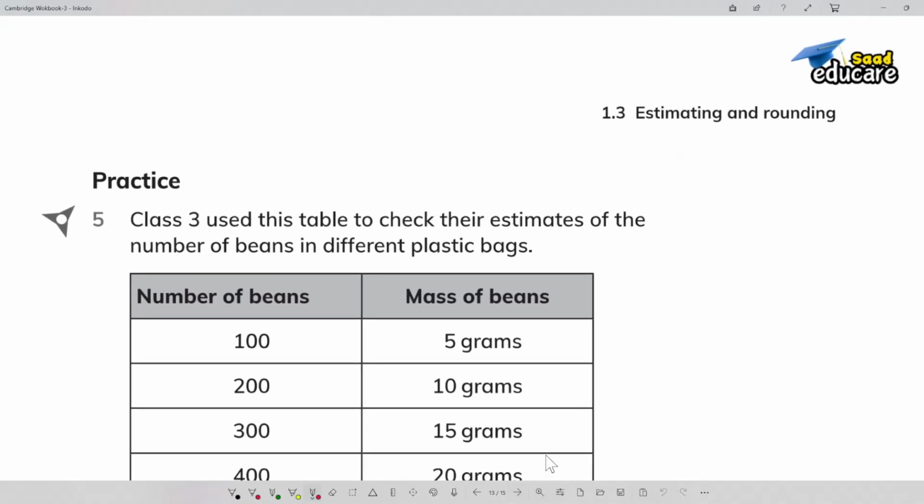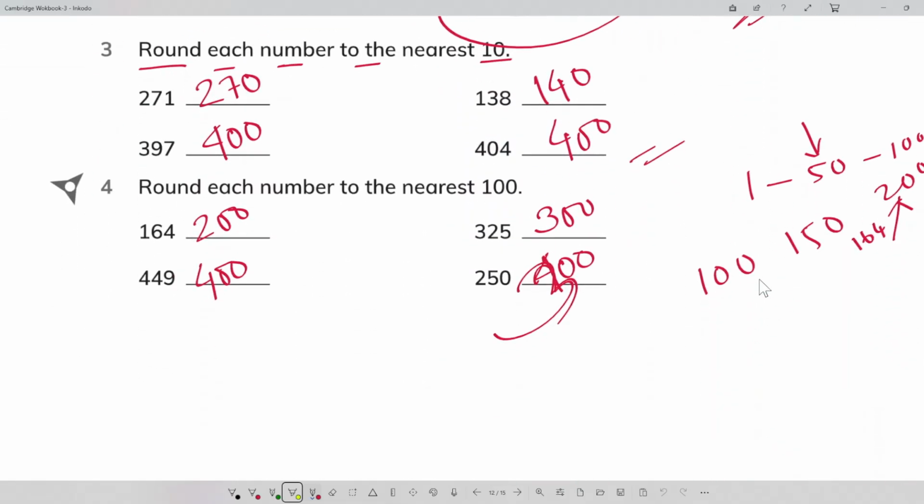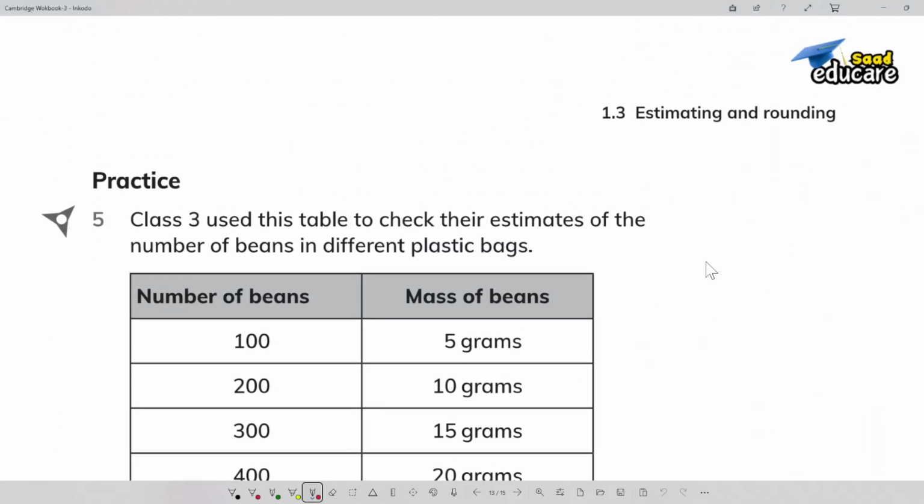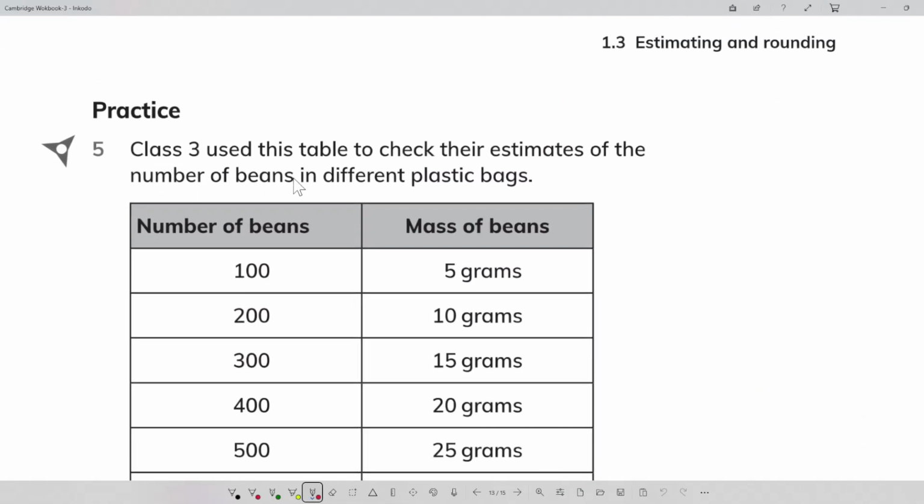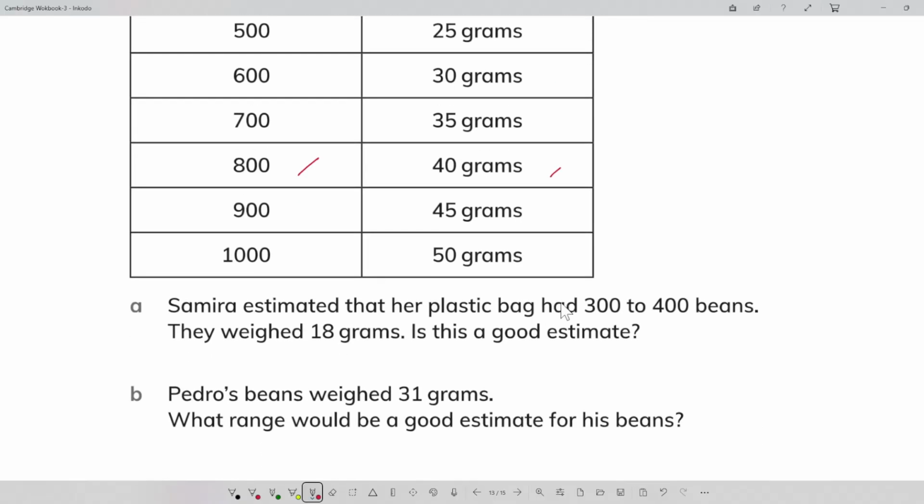So I hope you cleared this one. Number 5. Number 4 we completed. Number 5: Class 3 used this table to check the estimate of the number of beans in different plastic bags. So look, 100 beans weigh almost 5 grams, 200 beans 10 grams, 800 beans 40 grams, and finally 1000 beans, here is 50 grams.